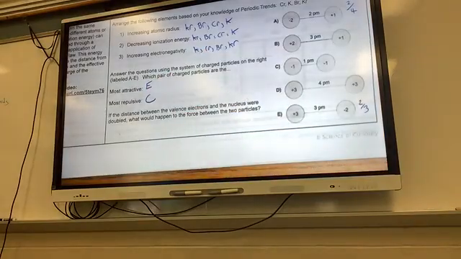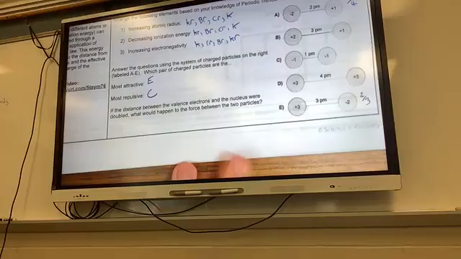If the distance between valence electrons and nucleus were doubled, what would happen to the force between the two particles?